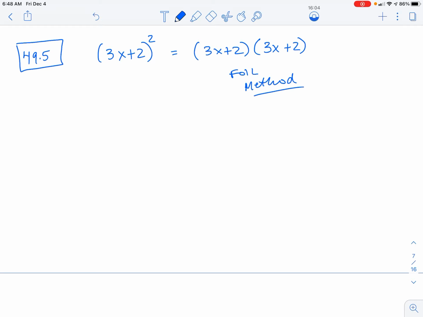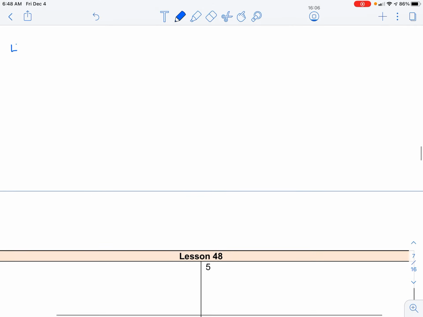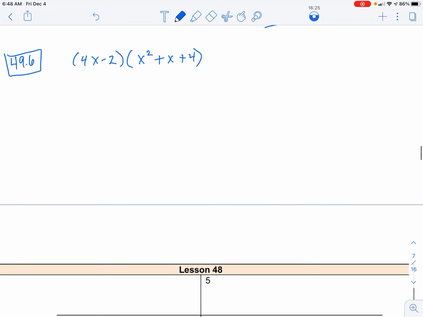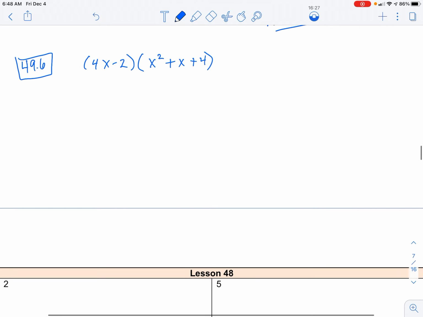Okay, now I'm going to bump to 49.6 because now it gets a little bit harder. We're going to take a binomial and multiply it with a trinomial. So it is 4x minus 2 times x squared plus x plus 4. Okay, so your lines can get a little messy here, so I will try to do some on top and some on bottom. But I'm going to look at my first term first.